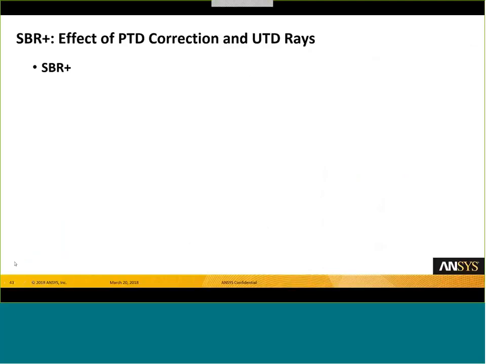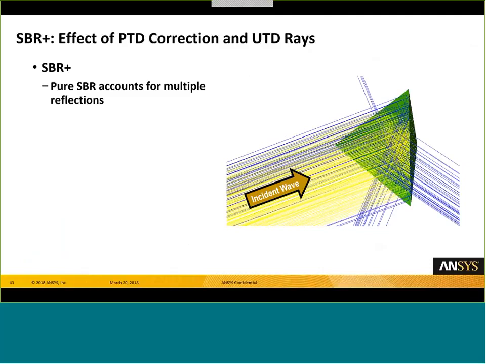All right, so we'd like to take a little time and step through some of the advantages of these advanced physics mechanisms that are built into our SBR Plus. If we start with just shooting and bouncing rays, reminder that that accounts for multiple reflections. So if we think of an incident wave as being discretized in a number of ray tubes that are ultimately carrying off that energy, those ray tubes are going to interact with some scattering geometry. And when they do, they deposit currents. And those surface currents are going to be radiated into free space.